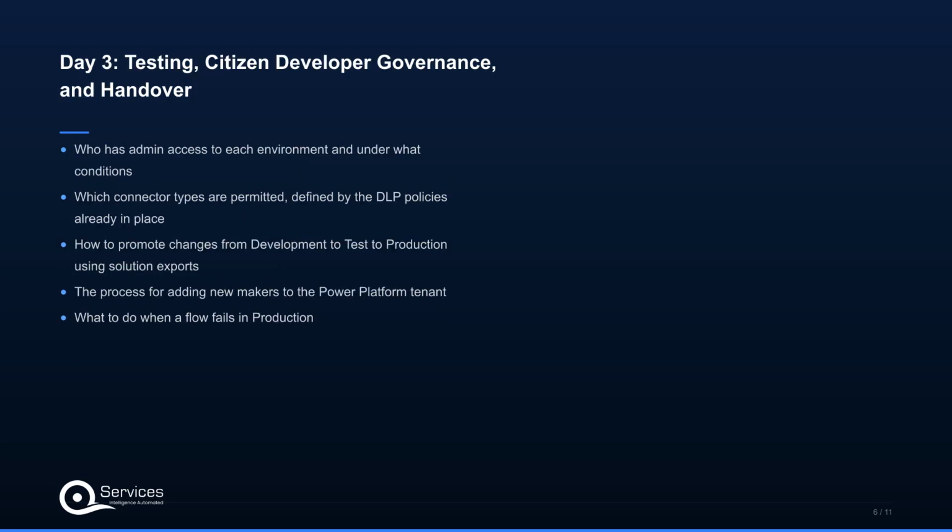Now, let's talk about Day 3: testing, citizen developer governance, and handover. We ran Day 3 testing with 6 employees and 2 managers from 2 different departments. Cross-department testing mattered because approval routing depends on Azure AD manager relationships in the directory. A single department test would have missed cross-team edge cases.